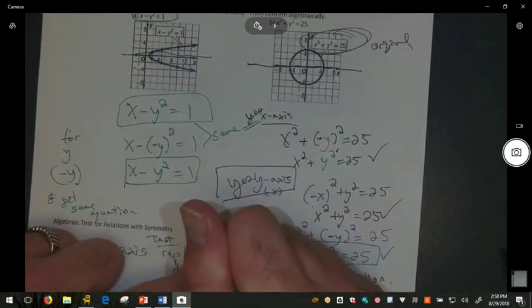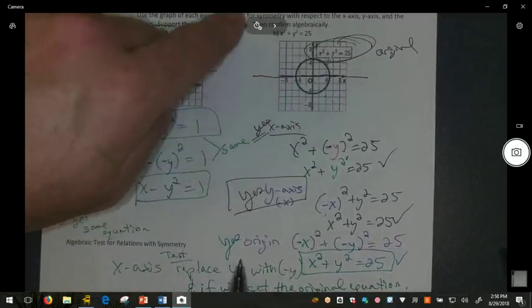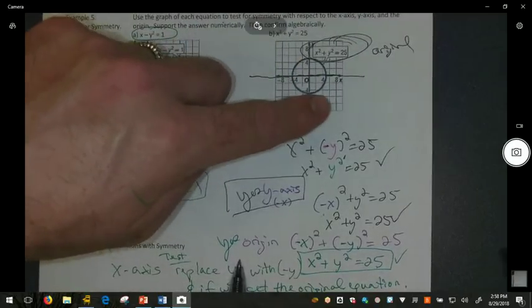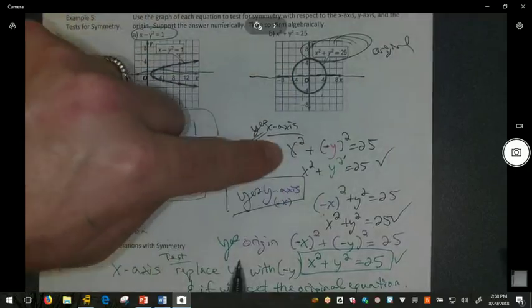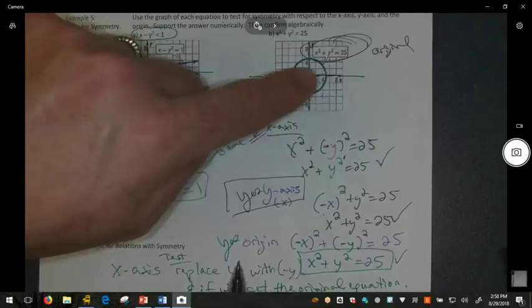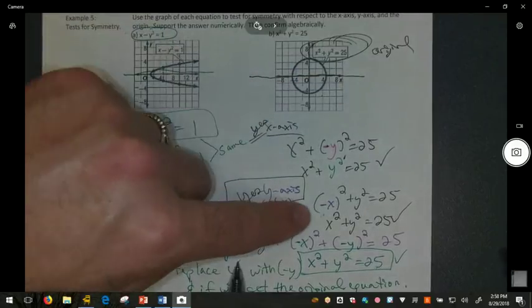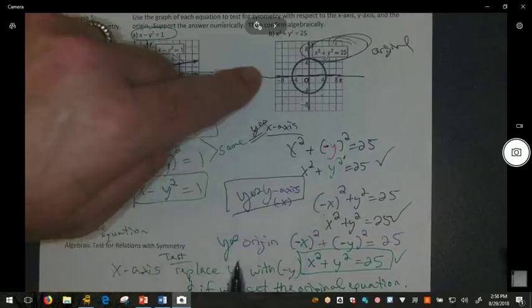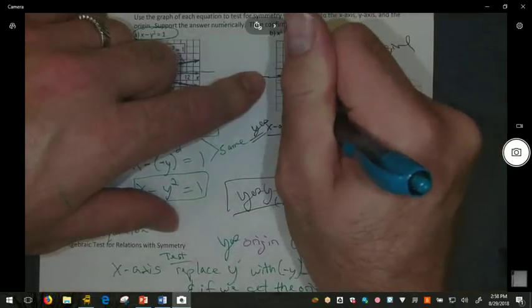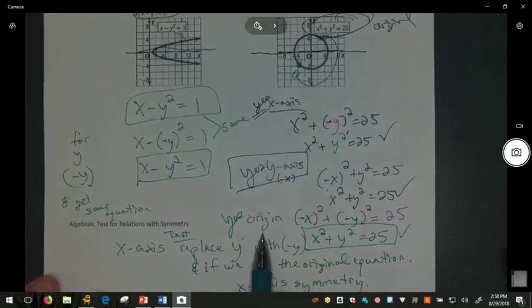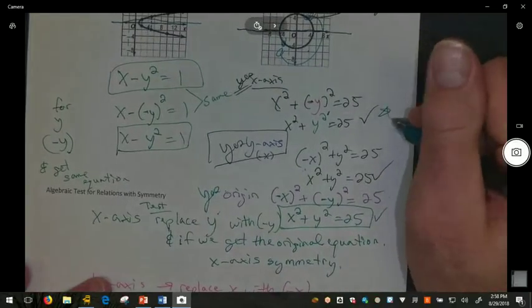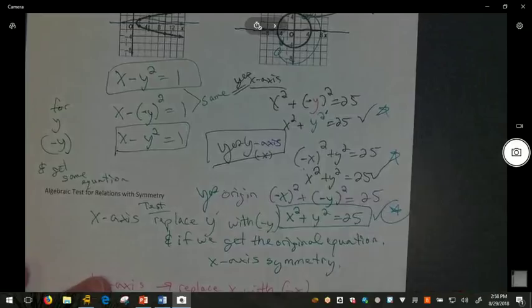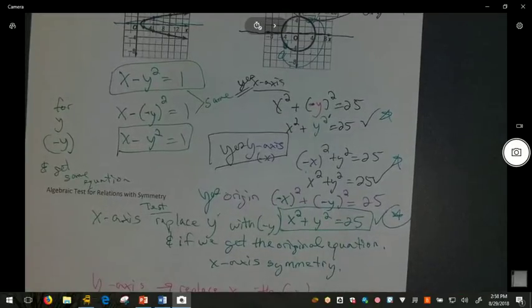So we can say yes, this graph, although it's not a function because it wouldn't pass the vertical line test, does have symmetry with the x-axis. We've shown how to justify that algebraically. It does have symmetry with the y-axis. We've shown how to justify that algebraically. And it does have rotational symmetry. We've shown that algebraically as well. You will need to be able to show these tests on an assessment, showing algebraically that it has these symmetries, not just by graph.